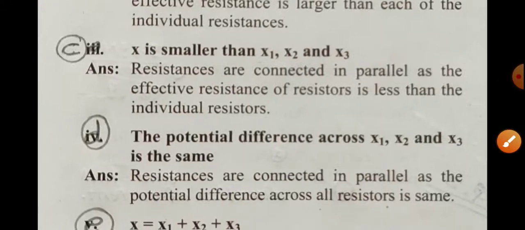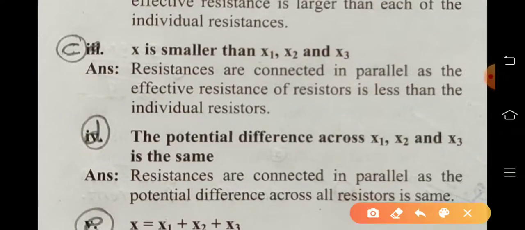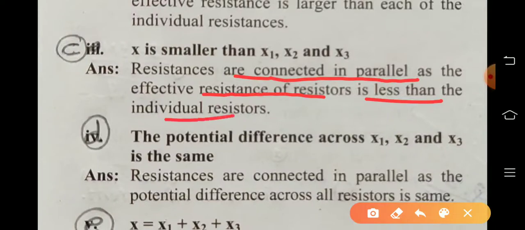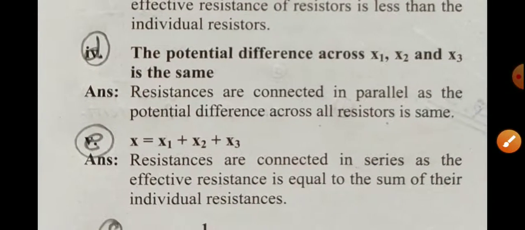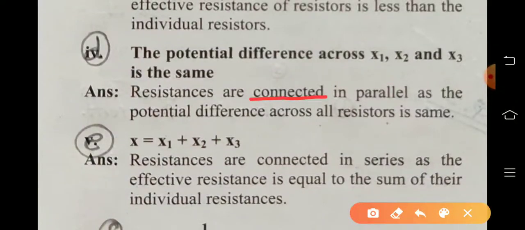Next question, X is smaller than x1, x2, x3, then resistances are connected in parallel as the effective resistance is less than the individual resistor. This is a characteristic of parallel combination. Next one, the potential difference across x1, x2, x3 is the same. So the answer is the resistances are connected in parallel as the potential difference across all resistors is the same. Potential difference means voltage is the same in parallel combination.